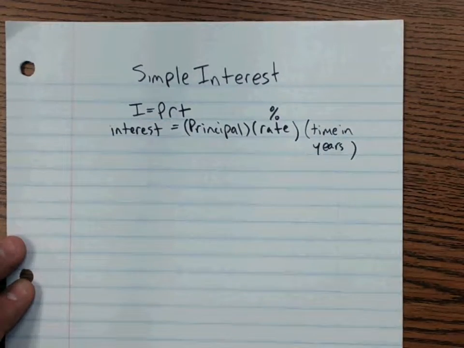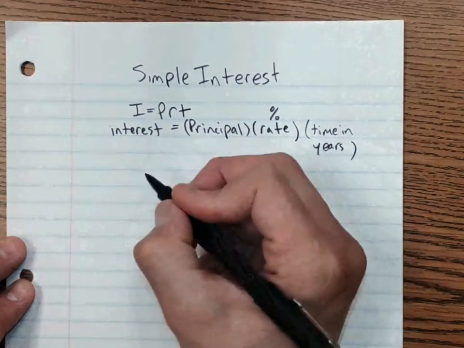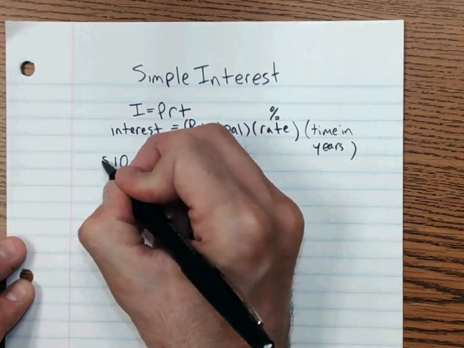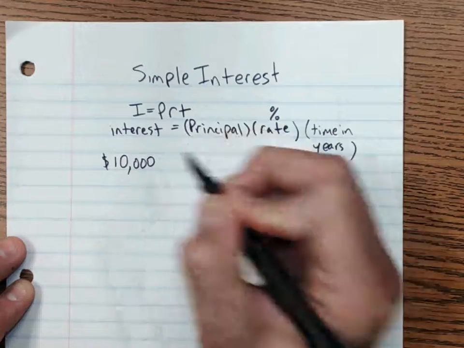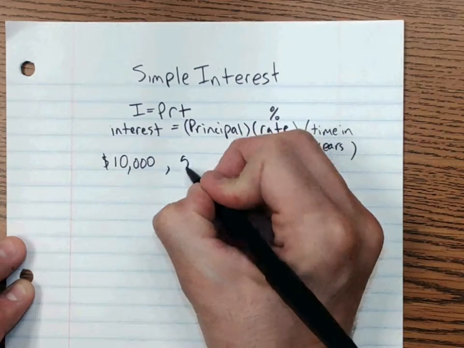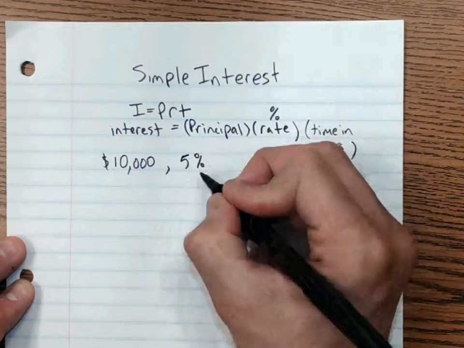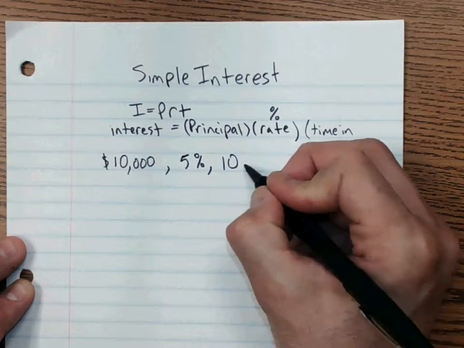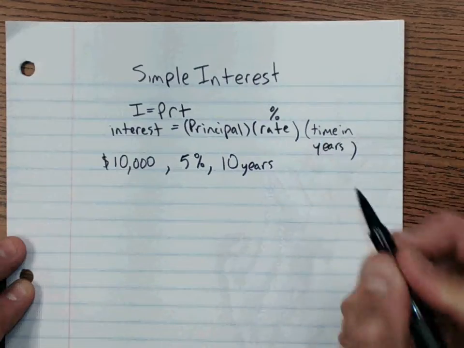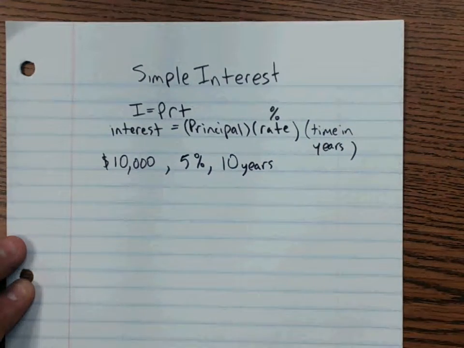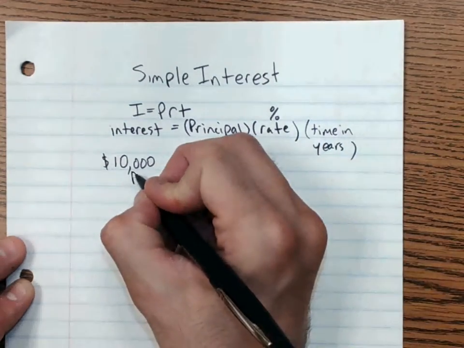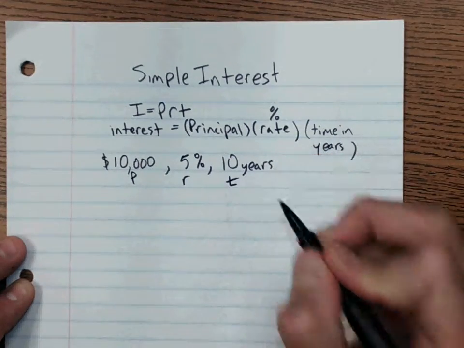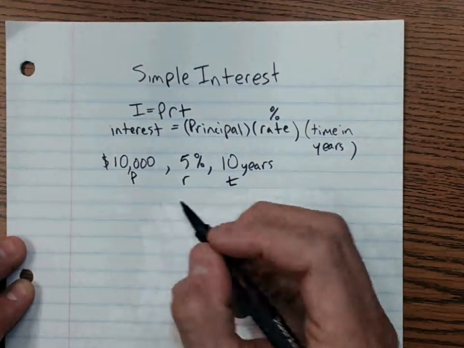Okay, so let's go over an example. So let's say I took out a loan for $10,000. My percentage rate was 5%, and I paid it in 10 years. So I'm going to label the parts of my formula. I've got my principal, which is my beginning balance, my rate, and my time. And then I just put them in my formula and multiply.